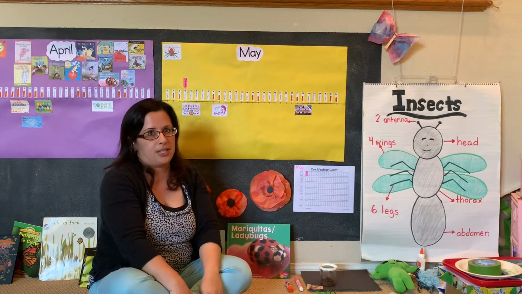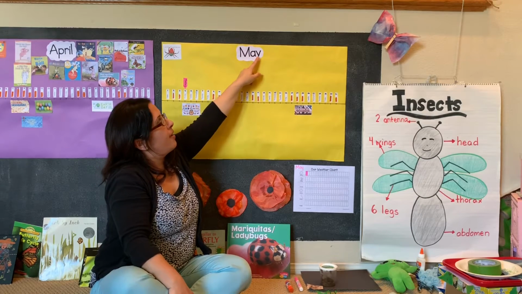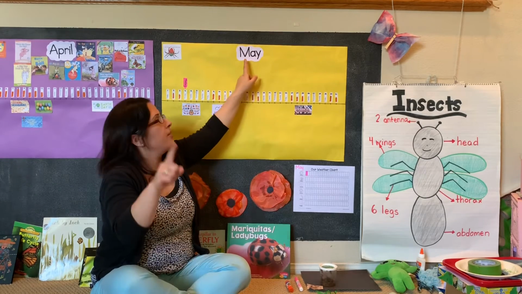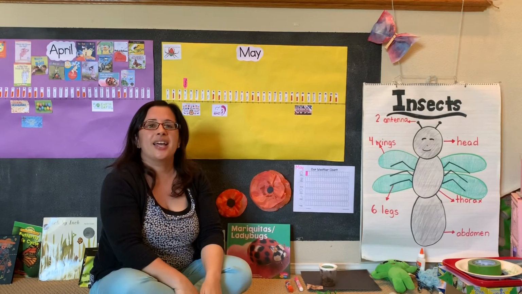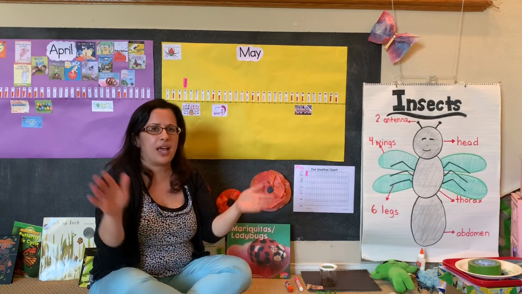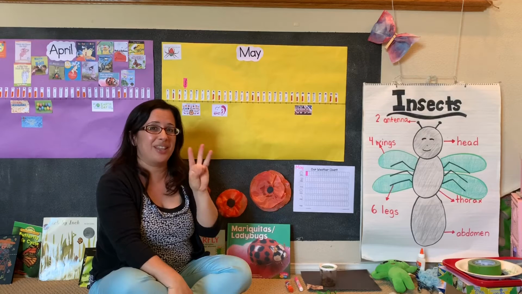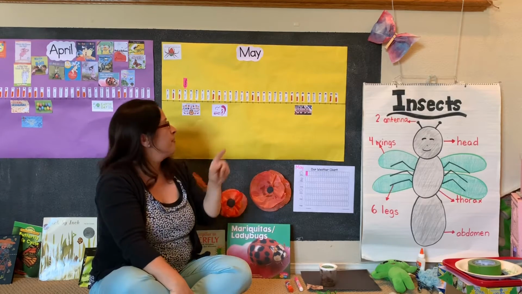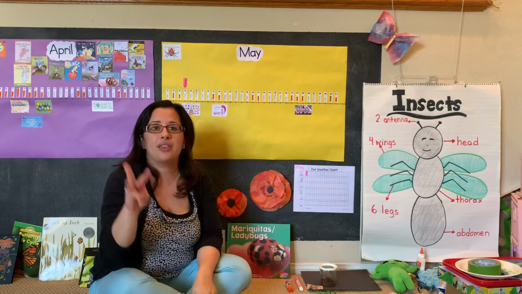Let's spell it together. Ready? M-A-Y. 3 letters. M-A-Y. Says May. That's right. May. Let's clap it. May. Just 1 syllable. 3 letters and 1 syllable. So it is Monday and it is May, and yesterday was May 3rd.